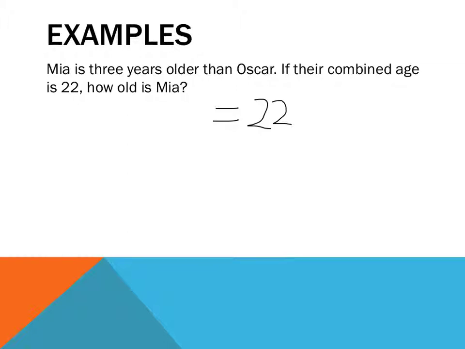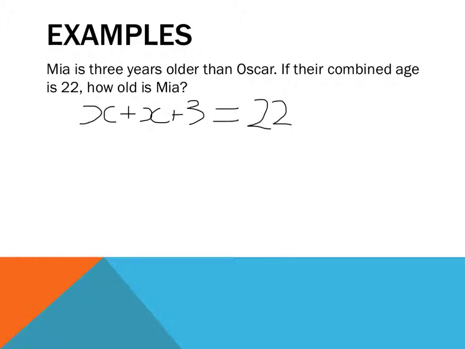Okay, what don't I know? Mia is 3 years older than Oscar. Well, I have no idea what Oscar is. I don't know what Mia is, but I know she's 3 years older than Oscar. So Oscar's going to be my base. We'll call Oscar X. Okay, and we'll add Miss Mia. And Mia is 3 years older than Oscar. Not 3 times Oscar's age, but 3 years older. So Mia is X plus 3, because she's 3 years older than Oscar.